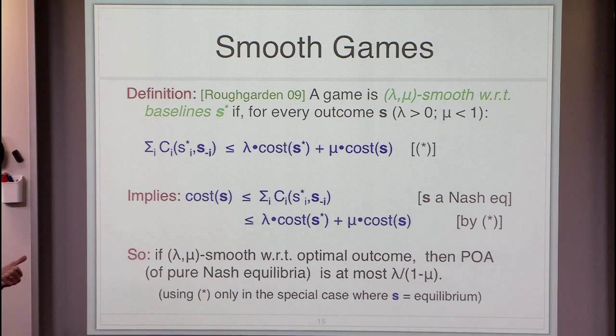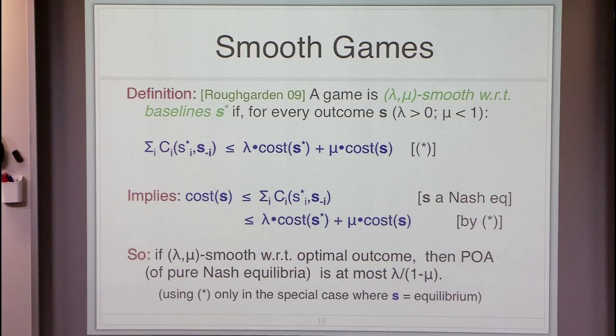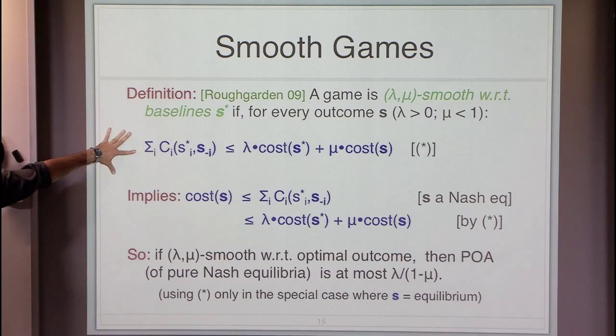All right? I've given you one example, affine routing games, which are smooth with nice parameters. There are many, many, many others, dozens of others. There's now so many, it's actually futile to try to list all the smoothness arguments on a single slide, and I'm not going to do it. Okay? So there's dozens and dozens of examples of interesting games which meet this condition with small values of the parameters. So those are the examples.